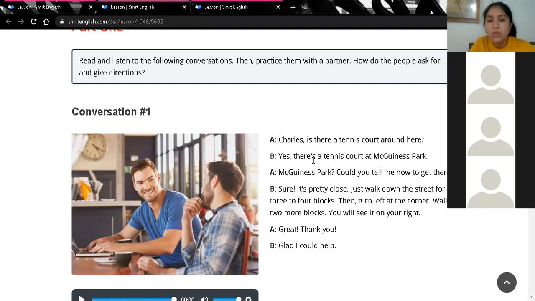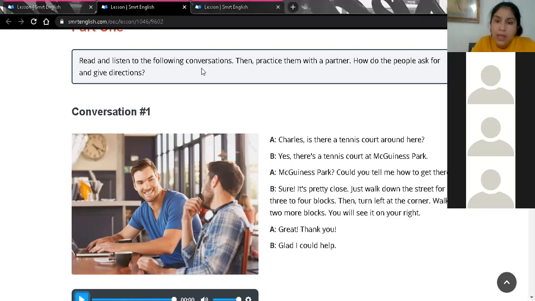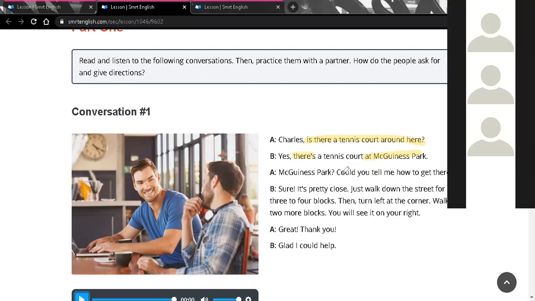Okay, so the first one is asking for the direction and the second one is helping the other person. I'm going to highlight some of the keywords. Is there a tennis court around here? There is at McGuinness Park. Could you tell me how to get there? It's pretty close. Walk down the street for 3 or 4 blocks. Well, basically all of this, right? Okay. And at the end, we can use "glad I could help."